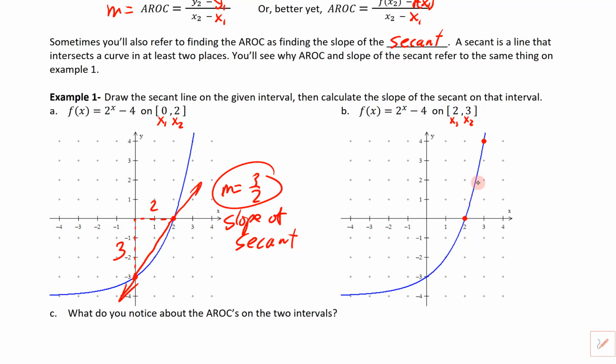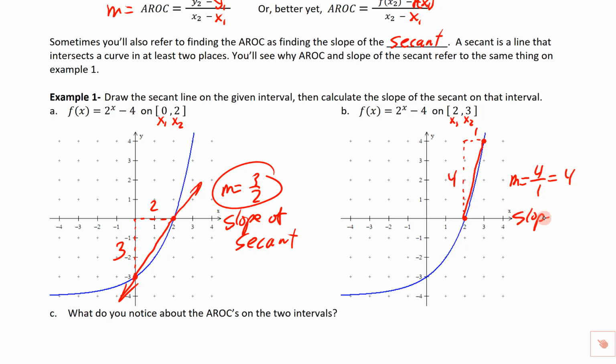Let me make that look a little bit better. So we're going to go from here to here. Looks like that. Now, that's pretty darn steep, and it hardly goes away from that line at all. But let's take a look at this point right here. We're going to go from (2, 0) to (3, 4). So I'm going to go up here, and I'm going to go over here. So we're going to rise 4, and we're going to run 1. So if we write down the slope of this one, this is 4 over 1. So that means the slope of this is 4.